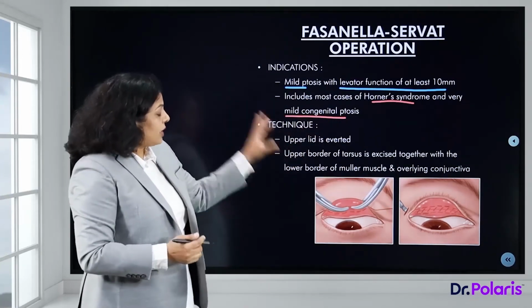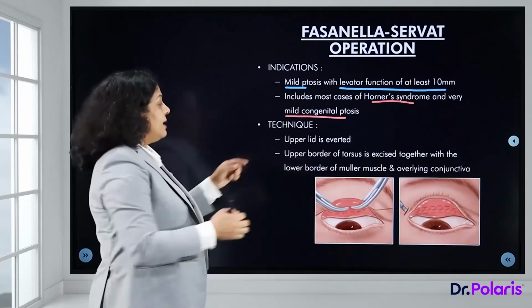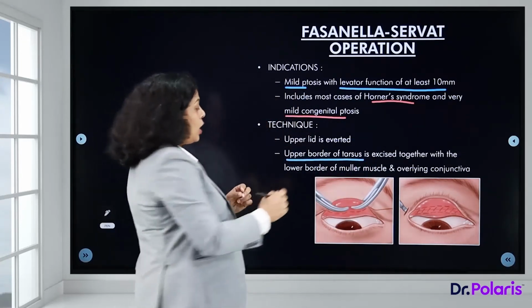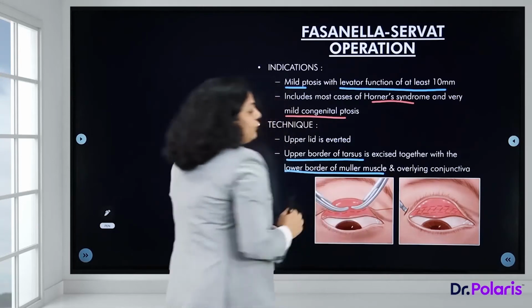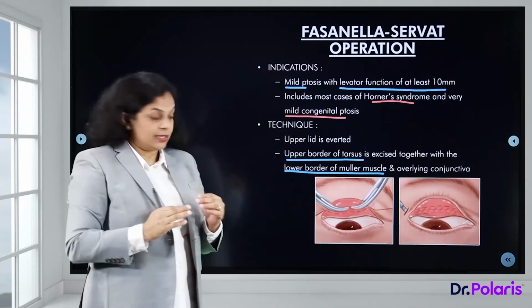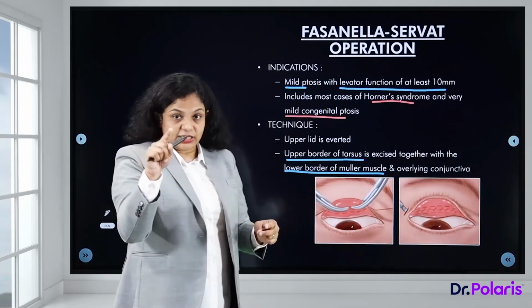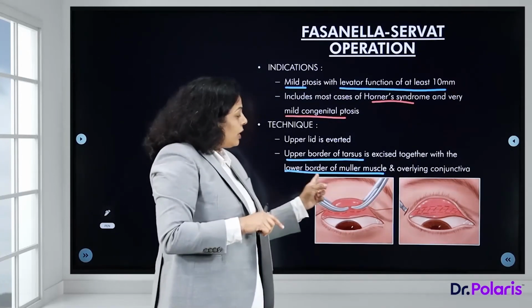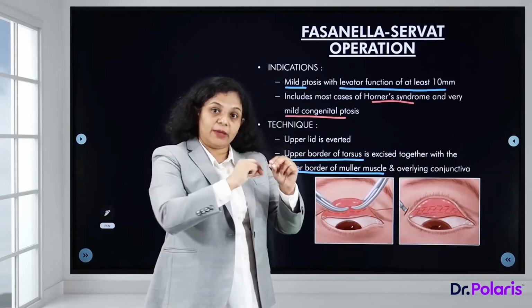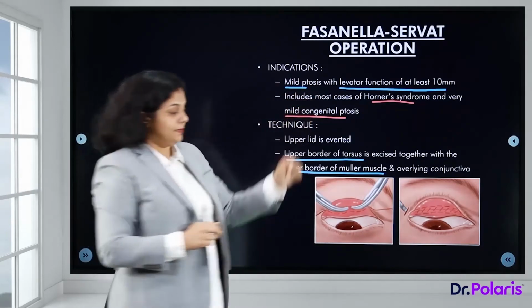Now what we do here is the upper eyelid is everted. And the upper border of the tarsus is excised along with the lower border of your Muller's muscle and the conjunctiva which is overlying it. So you folded it and held it on. So the top part of your tarsal plate and the lower border of your Muller's muscle all are cut and the remaining part is sutured. That is your FASANELLA-SERVAT procedure.